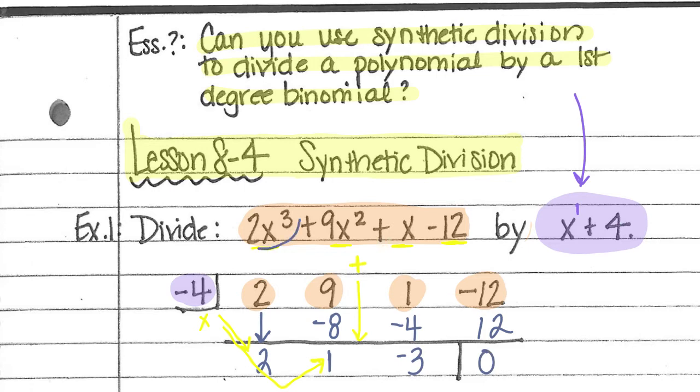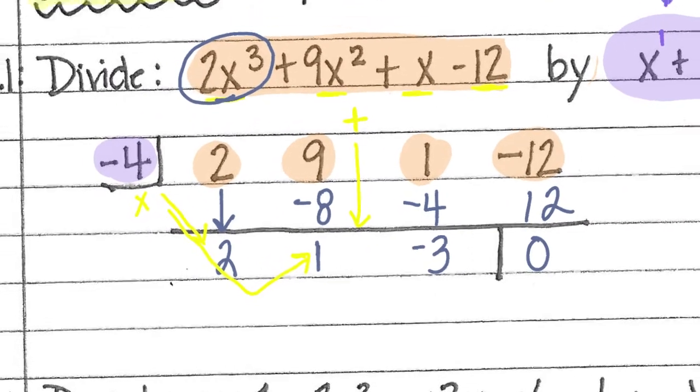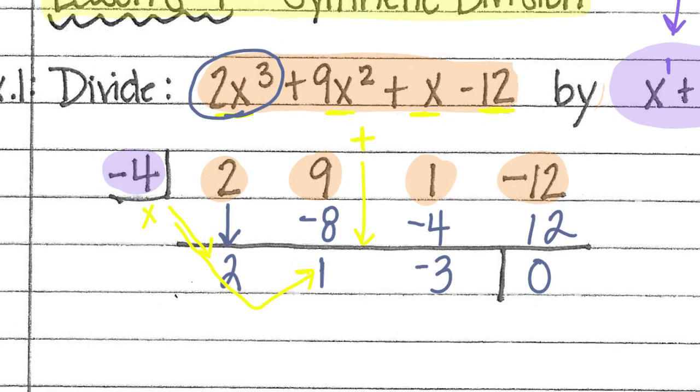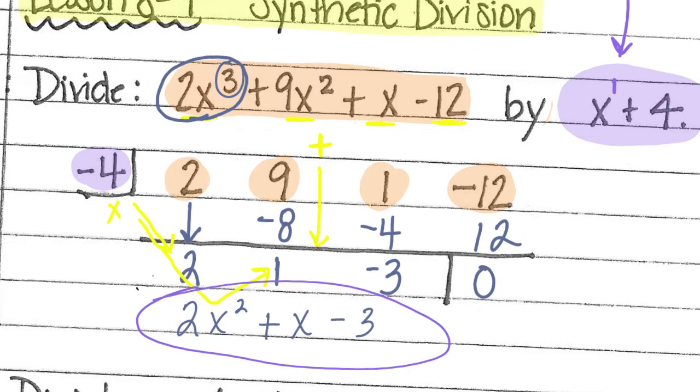So since this one started on x to the third power, I'm going to use these numbers right here to answer my question. So the answer is, because of 2, I have 2x squared, I'm going to go 1 less, plus 1x minus 3, and this is the answer when I divide 2x cubed plus 9x squared plus x minus 12 by x plus 4.